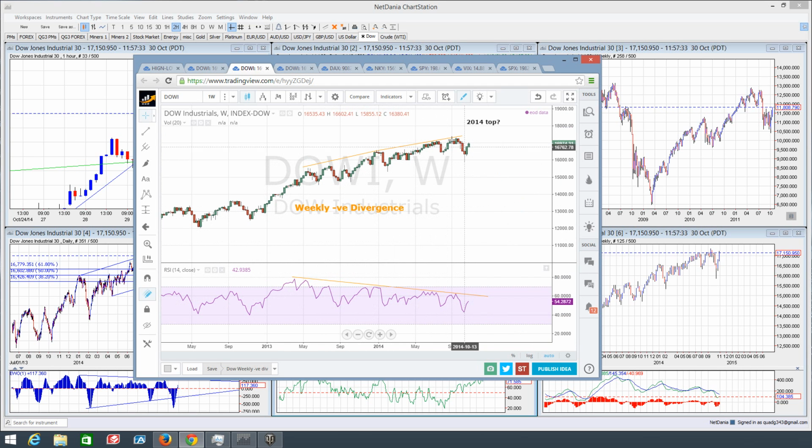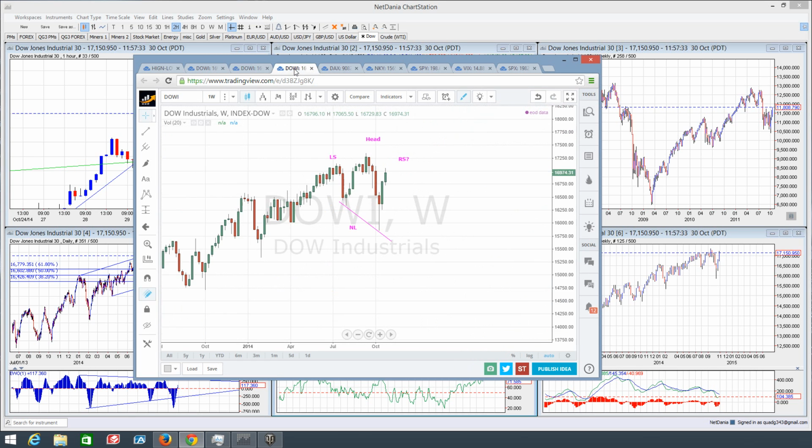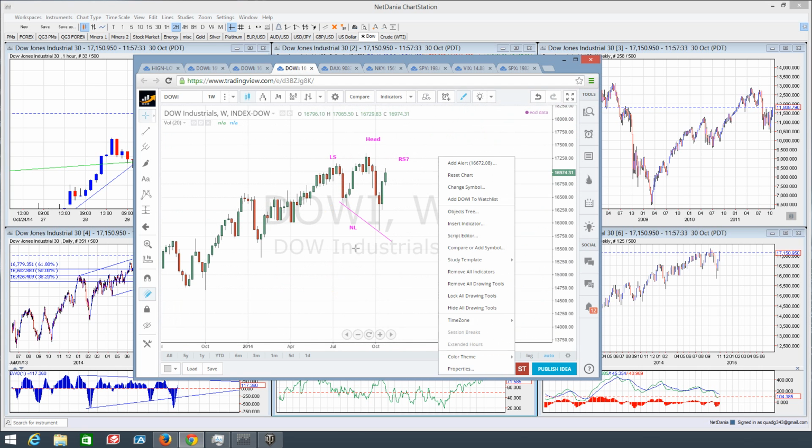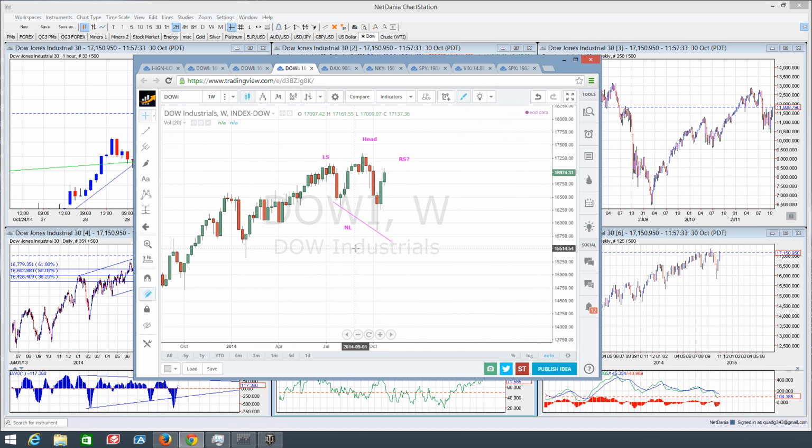So another cause for concern that we do actually have a significant top forming in 2014. We'll move on to sign number 4, which is a development of head and shoulders patterns throughout not just the American markets, but actually in some of the global stock markets.